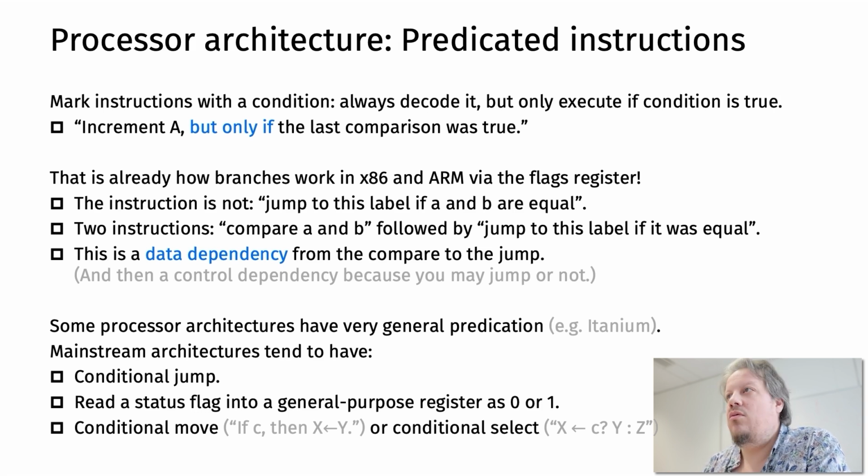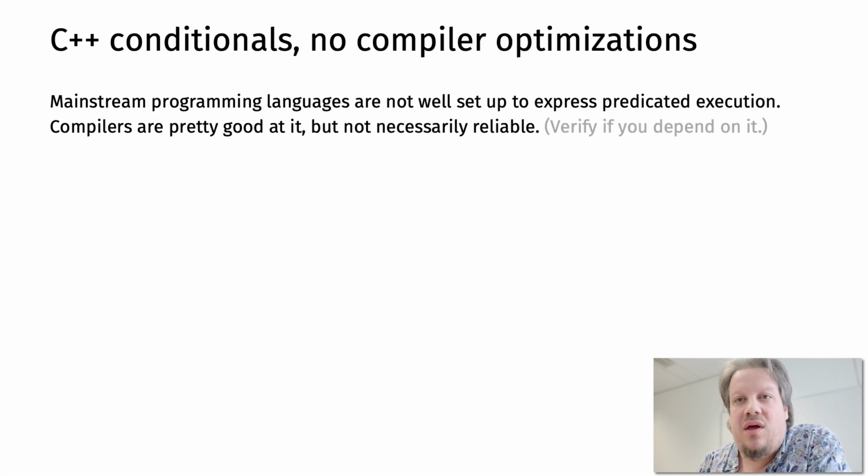How do you make it do these things from a high-level programming language? Because this is not really anything that mainstream programming languages are well set up to express. You have if statements, but you don't really have control over how they get implemented. You can't really say, I want you to do this conditionally, but not have any control dependency.